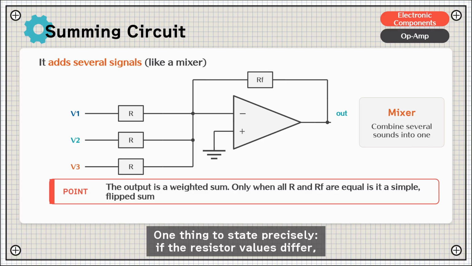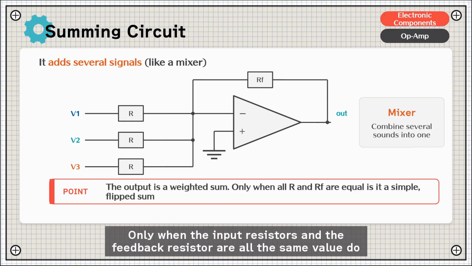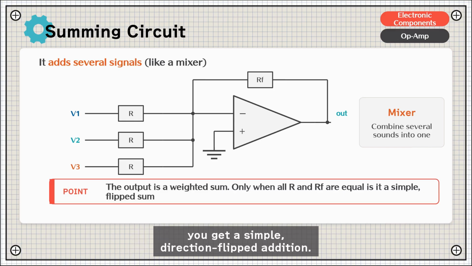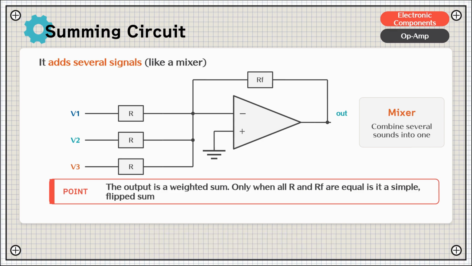One thing to state precisely, if the resistor values differ, the weighting in the sum changes. Only when the input resistors and the feedback resistor are all the same value do you get a simple direction-flipped addition. Conversely, by changing the resistors, you can also mix while adjusting the volume.